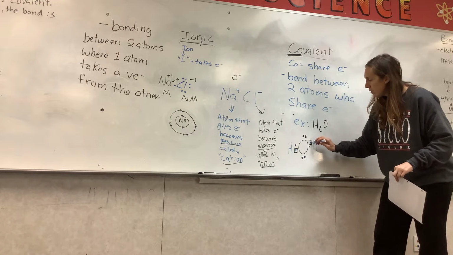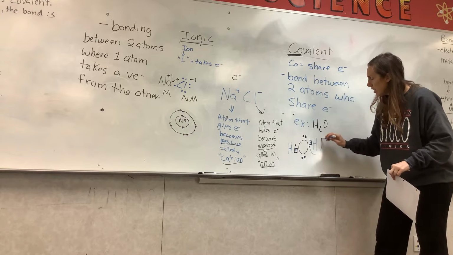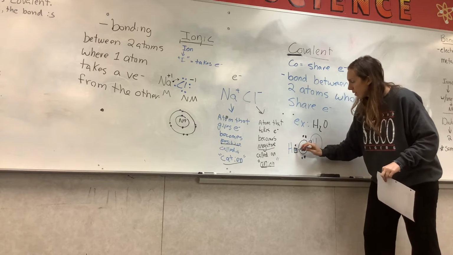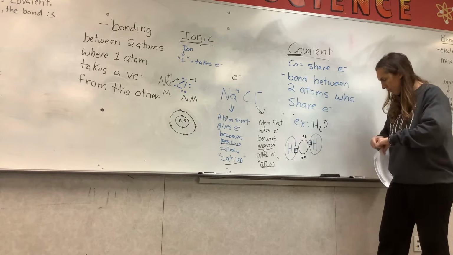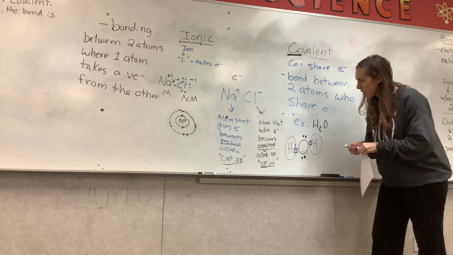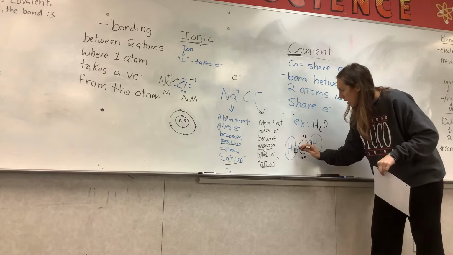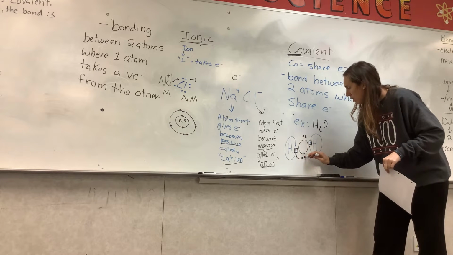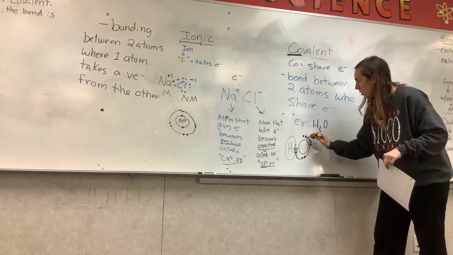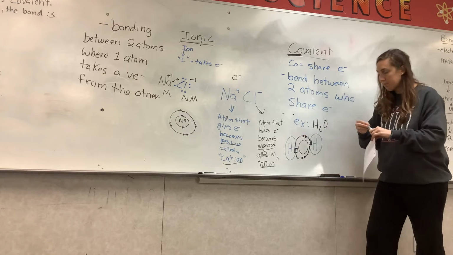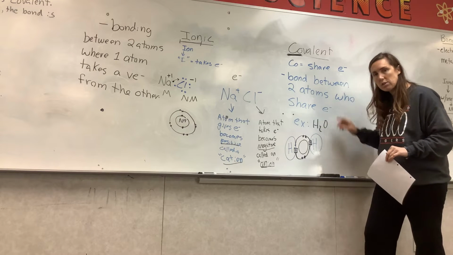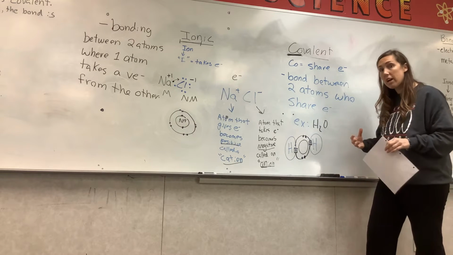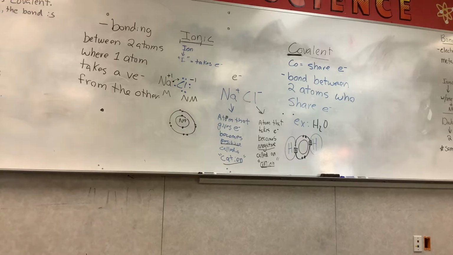Now, here's the valence electron cloud for hydrogen, full with 2. Valence electron cloud of the other hydrogen, full with 2. Valence electron cloud of oxygen, full with 8. Now, because their orbitals, their electron valence shells overlap, they're sharing. Okay, so copy that down for the example.